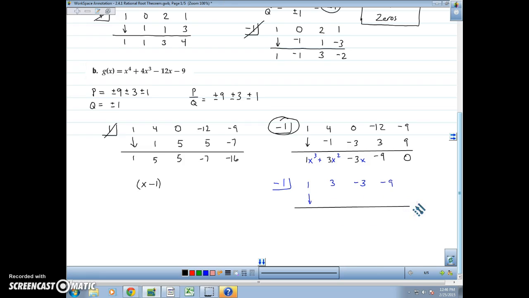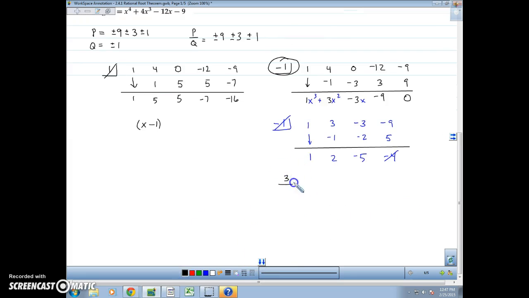So I carry the 1 down. Times negative 1 is negative 1, 2, negative 2, negative 5, 5, negative 4. Okay, so negative 1 is only a 0 once, so it doesn't have any multiplicity. Let's try the next smallest number, which would be 3 and negative 3.